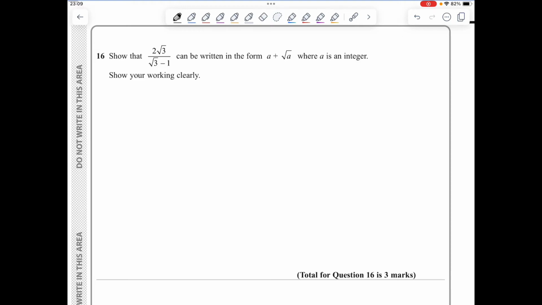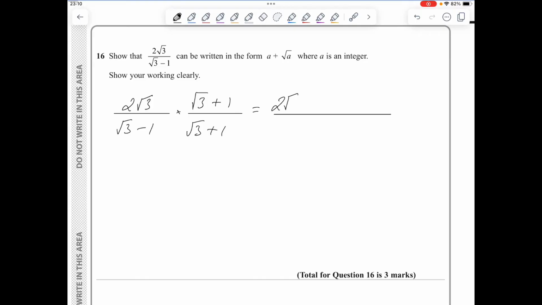For question 16, I need to rationalize the denominator, so I'll multiply both numerator and denominator by square root of 3 plus 1. So this will give me the following: 2 square root of 3 times square root of 3 plus 1. And then in the denominator, I get the following: square root of 3 times square root of 3 is 3. Then these 2 products will give me root 3 and minus root 3, and they will cancel out. And then from this expansion, I will get minus 1.